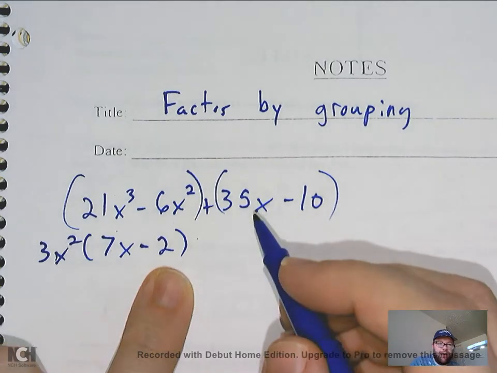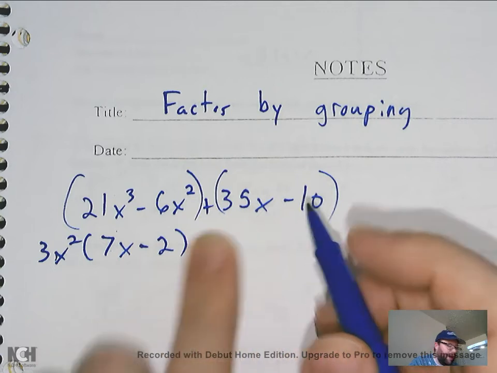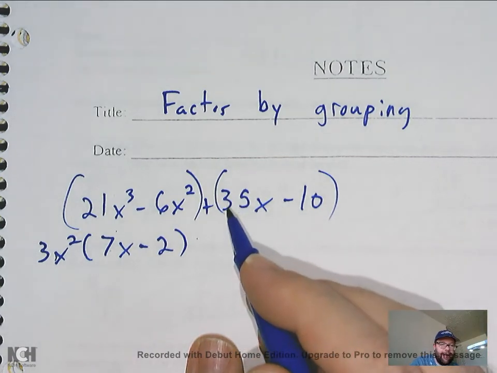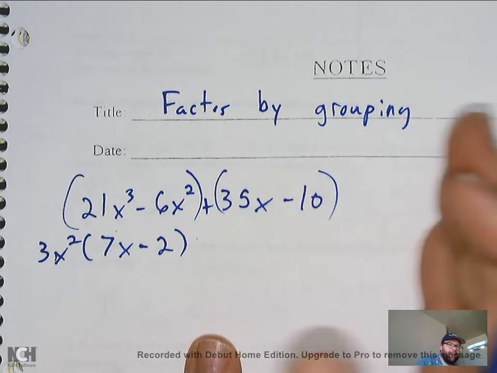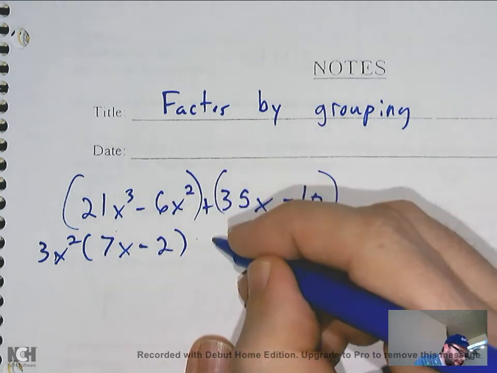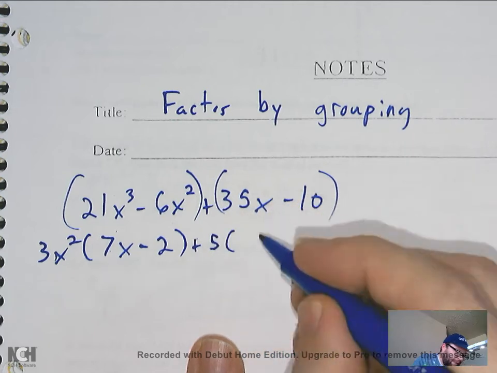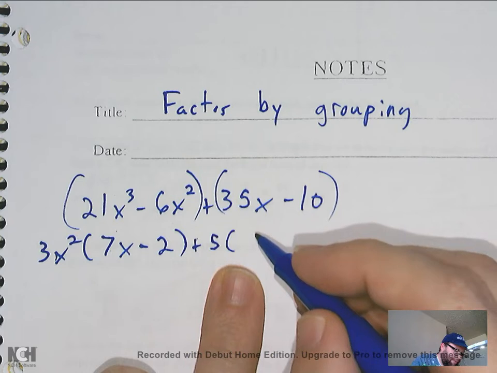Let's try it again over here. So over here, I have 35x minus 10. Looks like the easiest thing, this is 7 times 5. This is 2 times 5. So I can take out a 5. So I have plus 5, and then I have 7x minus 2.